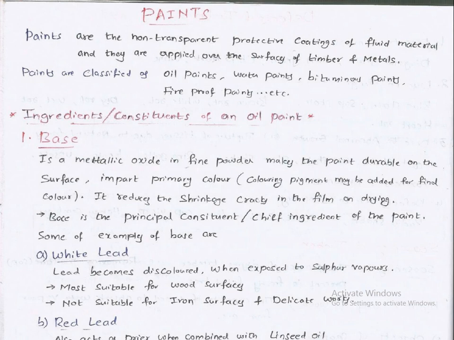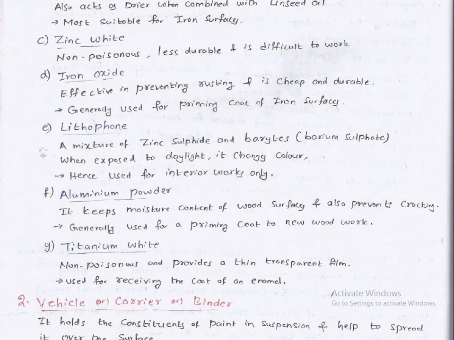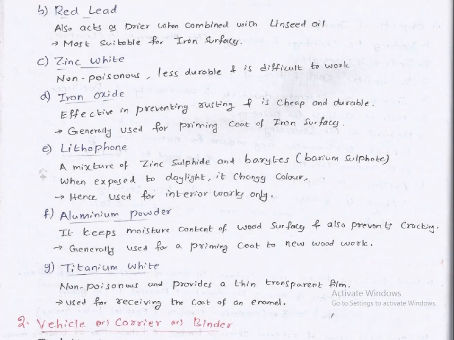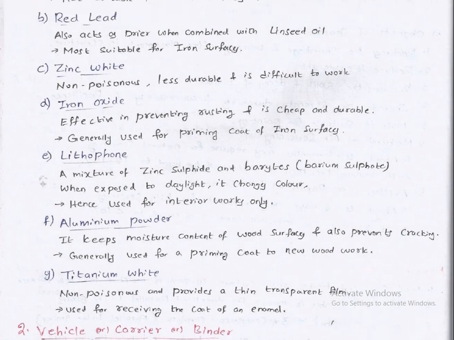Zinc white, non-poisonous, less durable. It is difficult to work. Iron oxide, effective in resisting rusting, and is cheap and durable. Generally used for priming coat and iron surface.